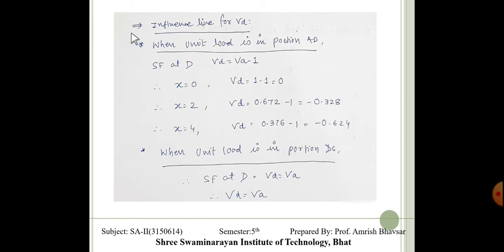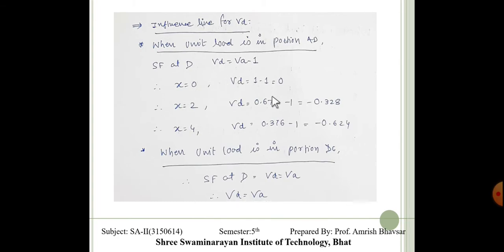After that we can calculate the influence line for VD. So when the unit load is in position AD, the shear force at D, VD is equal to VA minus 1.